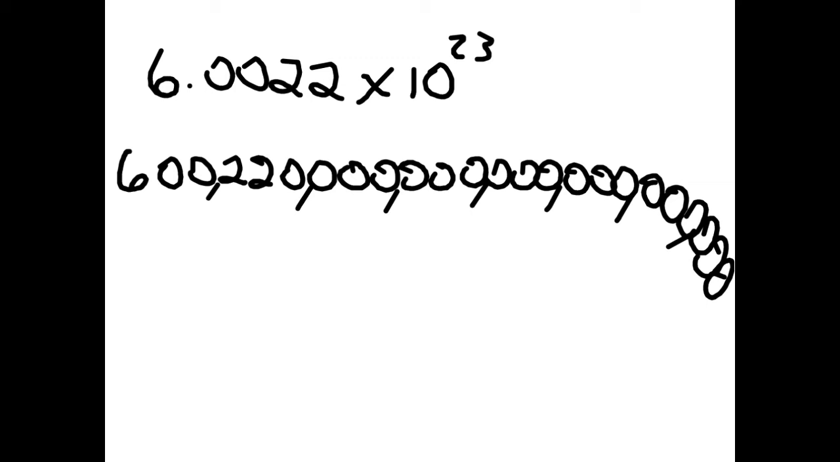So if I weigh 63.546 grams of copper on a scale, guess how many atoms of copper I have? I have that many. That's a lot of atoms, right? That's how many atoms I need to make that amount of copper, or that amount of phosphorus, or sulfur.